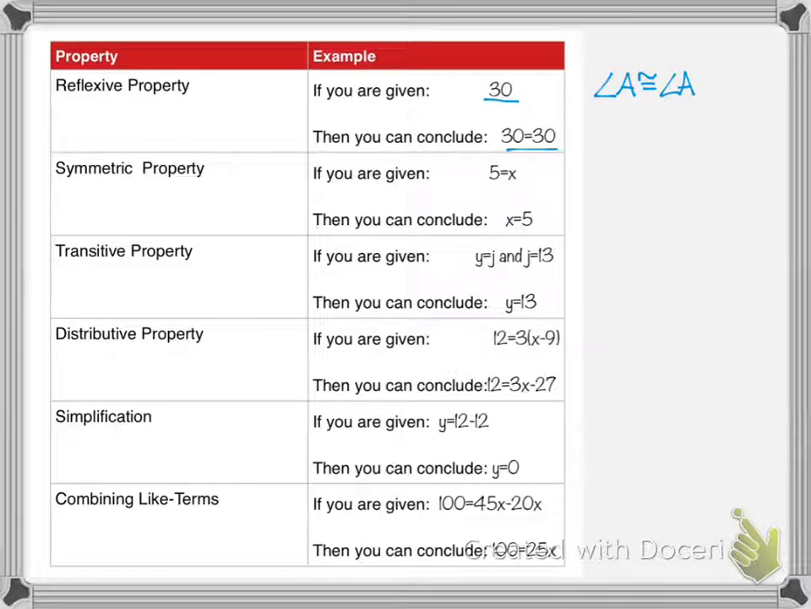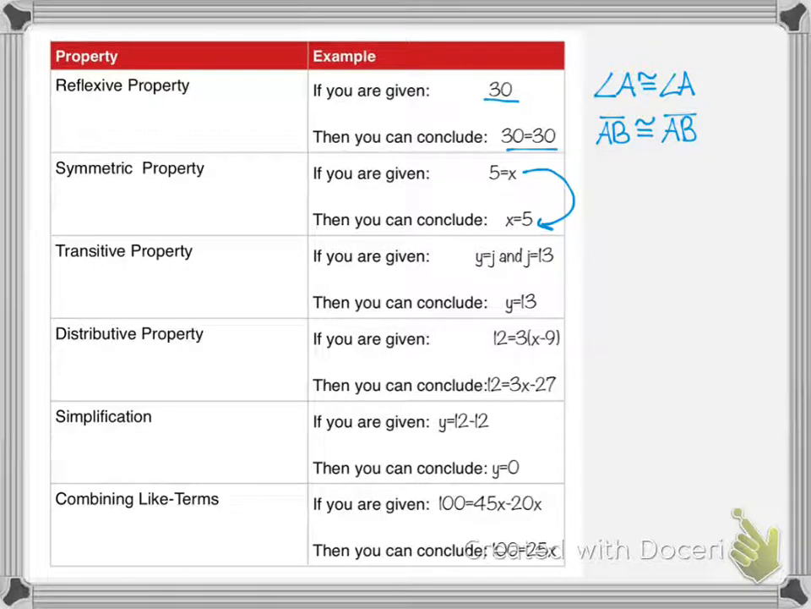We'll use sides a lot. So side AB is congruent to side AB. That's another time we'll use reflexive property a lot. So we'll use that more in a geometric sense than in a numerical sense. The next is symmetric property. If we are given x equals 5, then I can conclude that 5 equals x, then I can conclude that x equals 5. So I'm just switching the order something is written. That is symmetric. I just switch the order, everything stays the same.